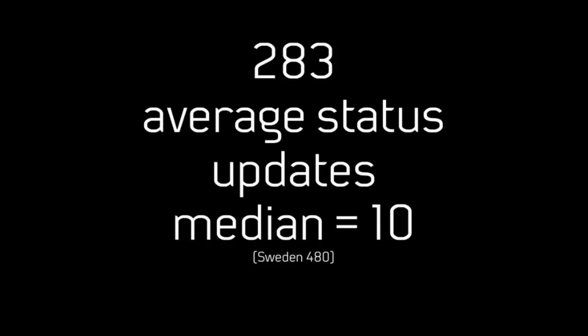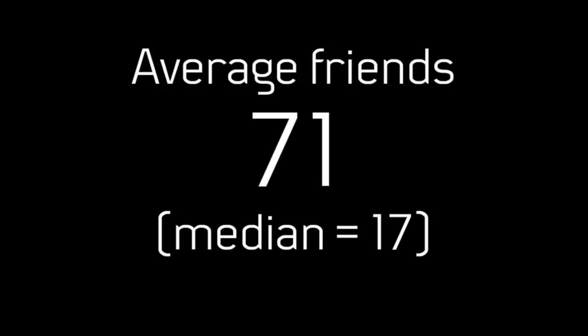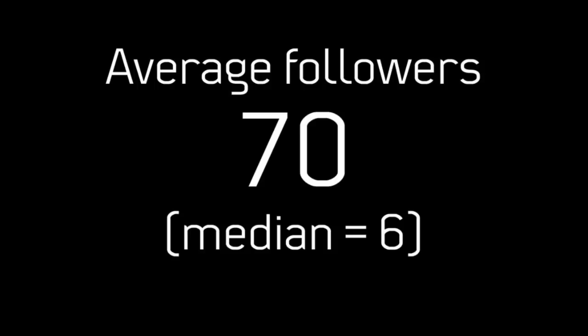The average status updates is 283, but the median is 10. In Sweden, 480 is the average. The average number of friends, friends meaning the ones you are following, is 71, but the median is only 17. And the average number of followers is 70, and the median is 6.